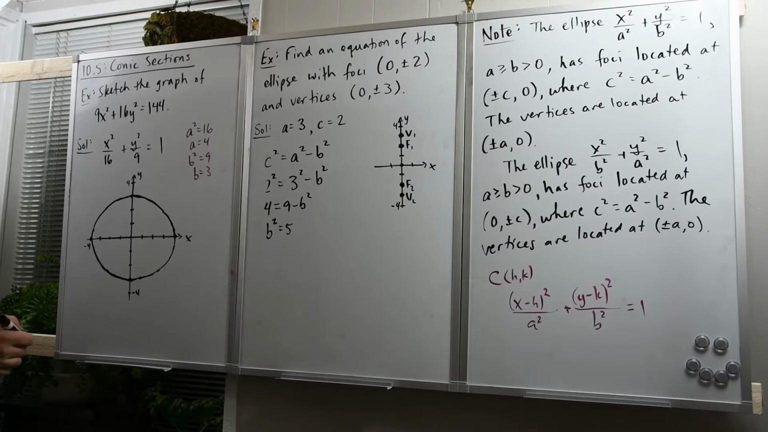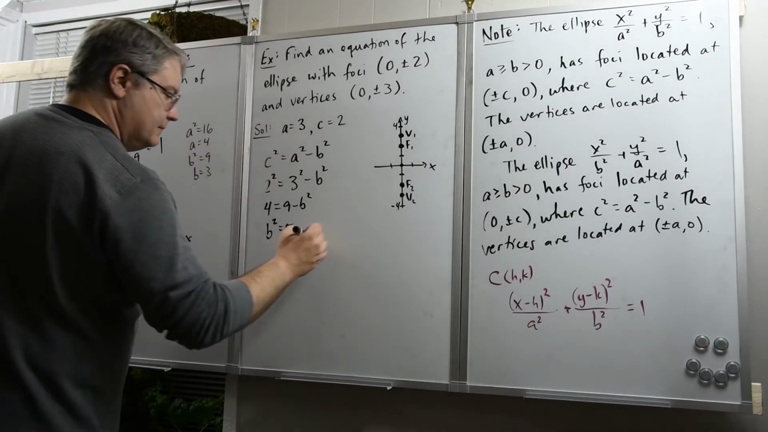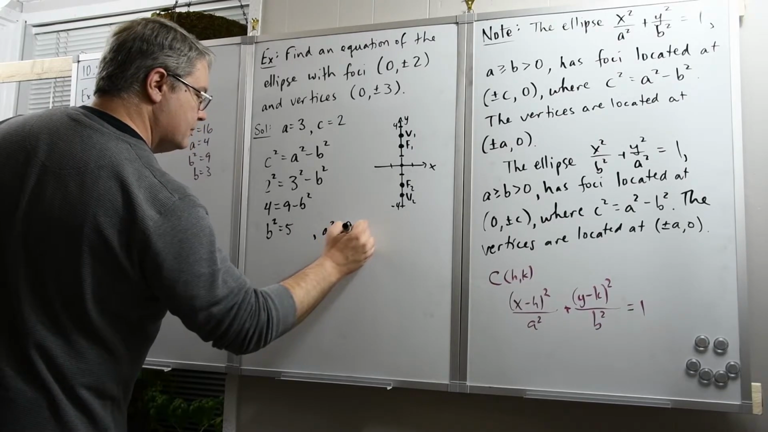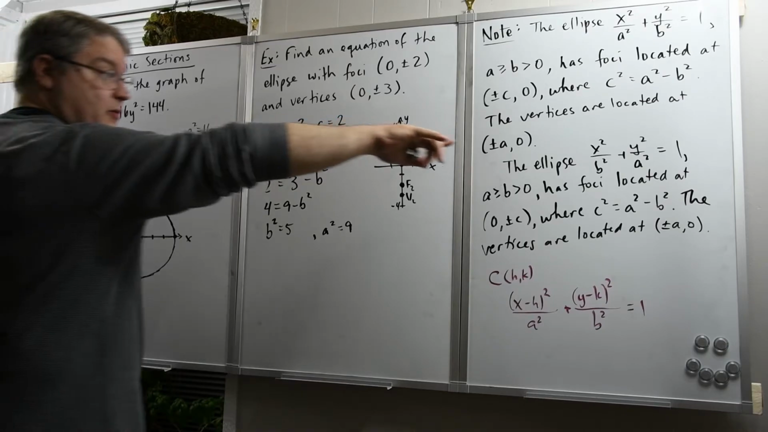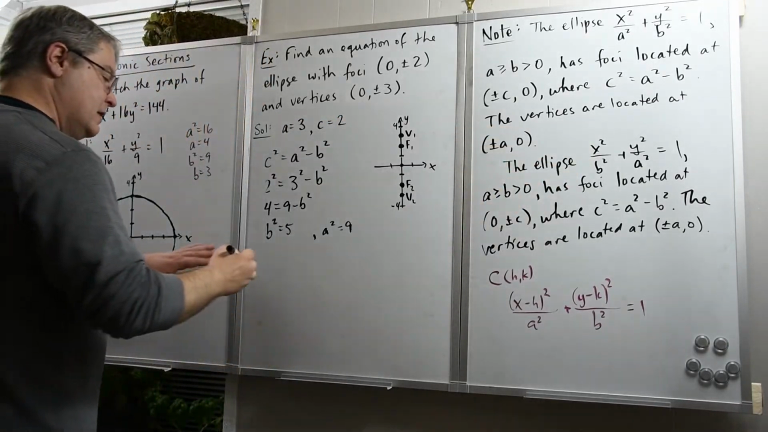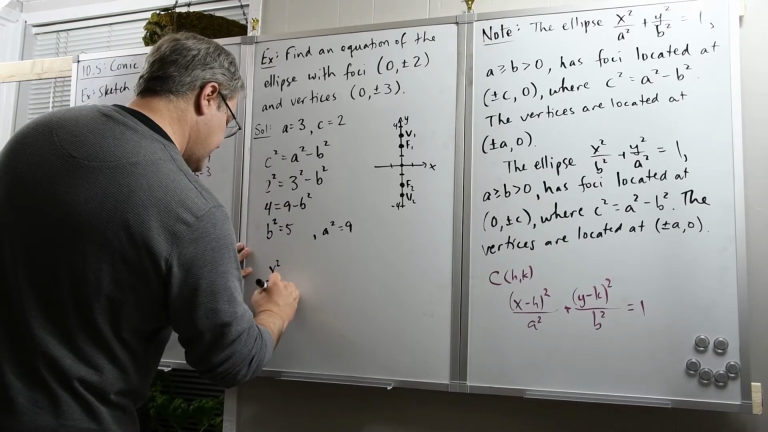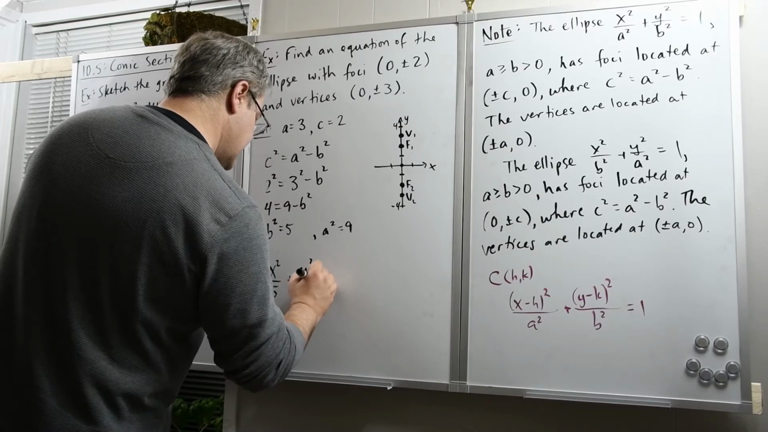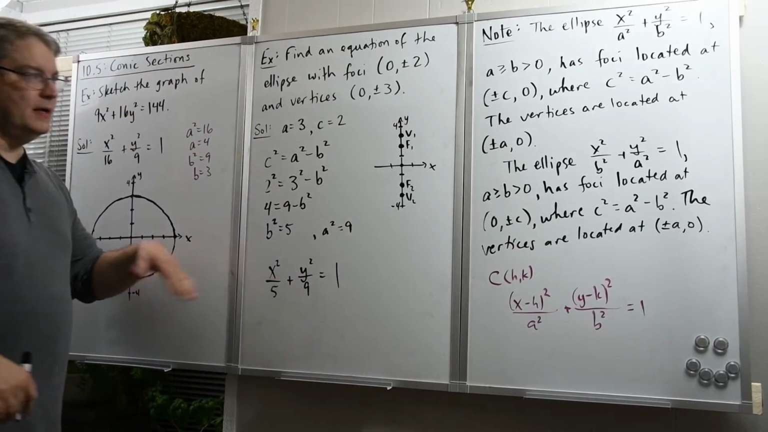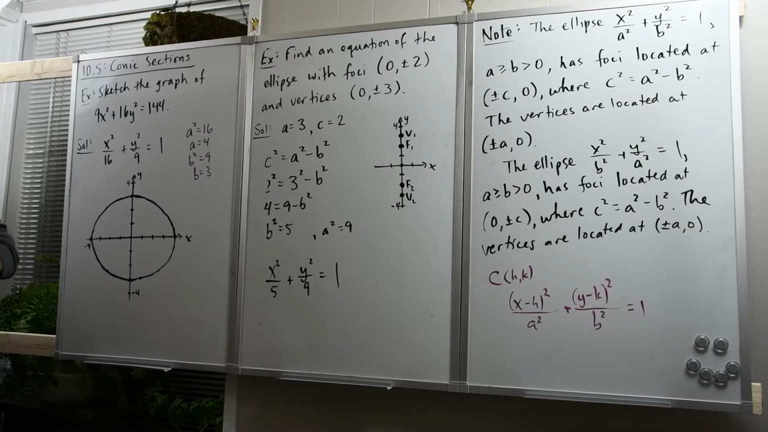All right, so we have b squared. We also know that a squared is going to be 9. And when we take a look at our standard form equation for the ellipse here, what we're going to get is x squared over b squared, which will be x squared over 5. We'll add y squared over a squared, which will be y squared over 9. And then our right side is equal to 1. So that's our equation for this particular ellipse.